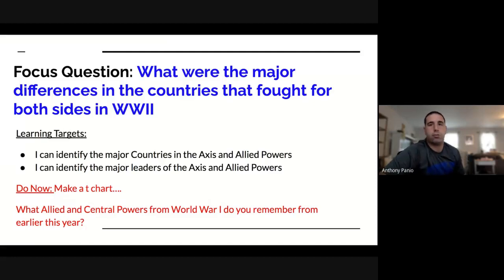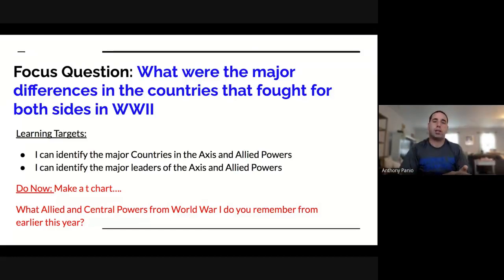Who remembers the 3 central powers? Write in the chat who the 3 central powers were. Germany was one. That was the big one. Germany, Bulgaria, yes. Bulgaria was another. There were 2 other ones, though. One started with an A, one started with an O. Austria-Hungary, very good. One more. Ottoman Empire.